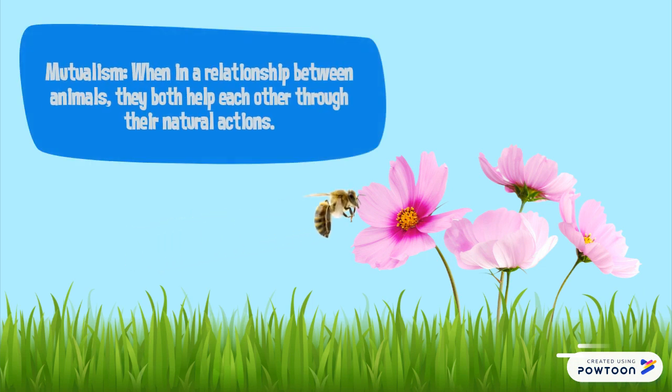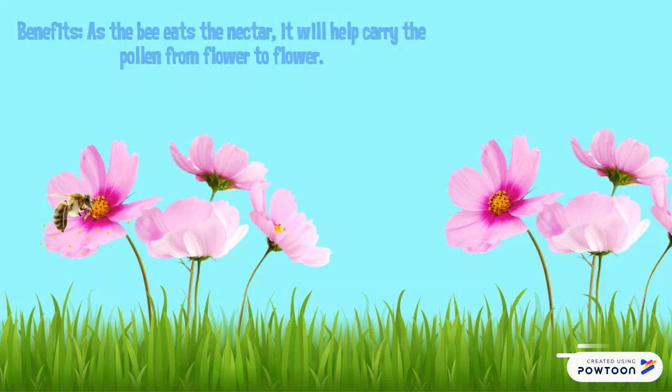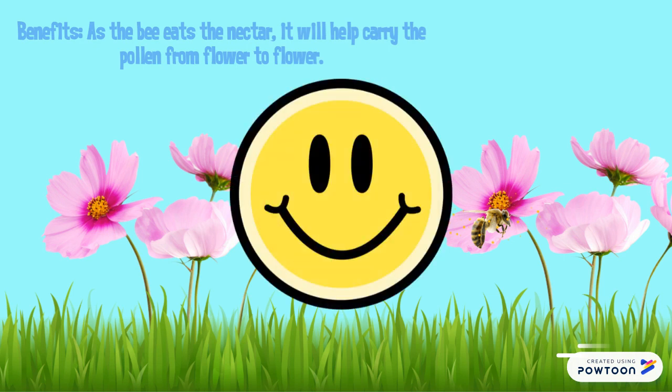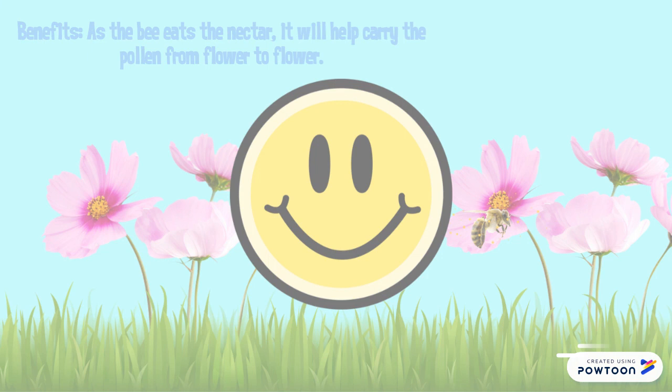For example, when a bee eats from a flower, some of the pollen rubs off on its fuzzy coat. When the bee goes to another flower for a taste, the pollen from the first flower falls on this one, helping the process of creating new flowers. Therefore, after pollination, both bee and flower are happy and satisfied.